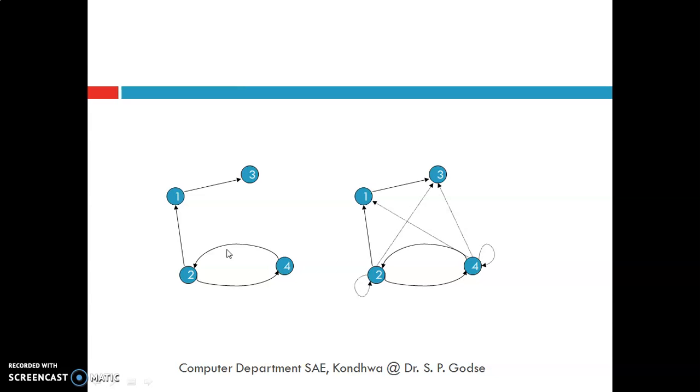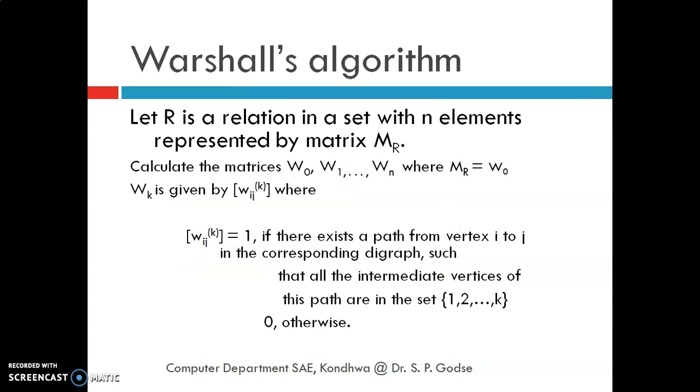Now we have one more way to find out the transitive relation or transitive closure of the given relation. It is by Warshall algorithm. So in this algorithm, we are representing the given relation by the matrix, and simultaneously we are also representing this relation by the digraph. And we have to apply these steps.